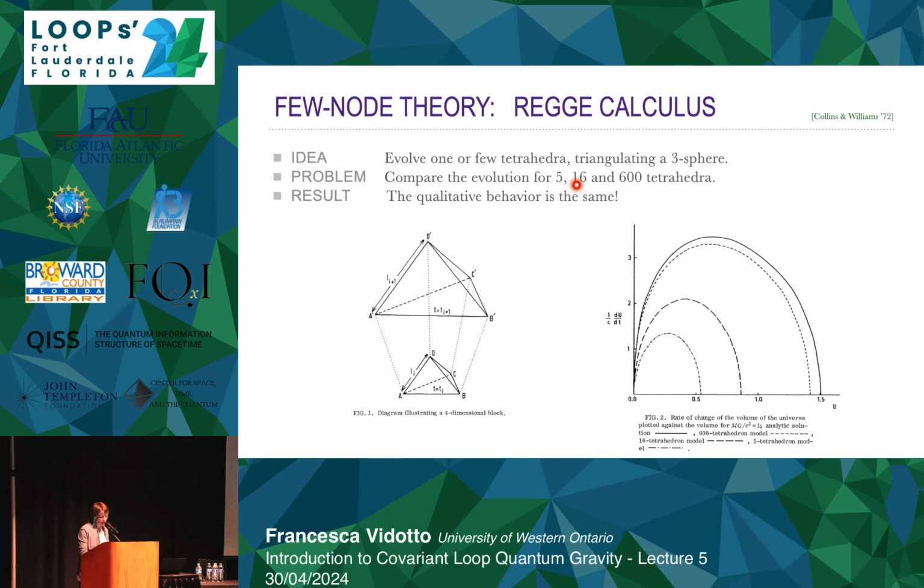So what I will do, and what we have done also with spinform models, was to focus on 5 and 16. You will see this later. Anyway, in Regge calculus, you can achieve this. You can arrive to 600 tetrahedra, and you say that qualitatively, the evolution of your universe is not changing.